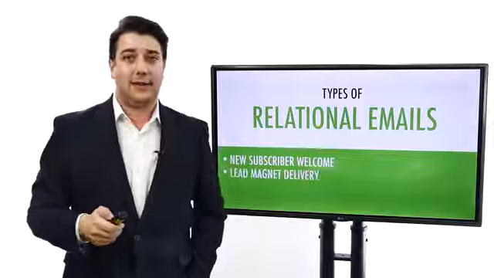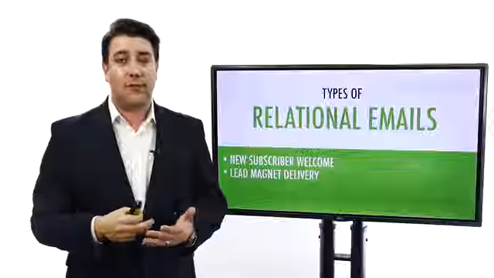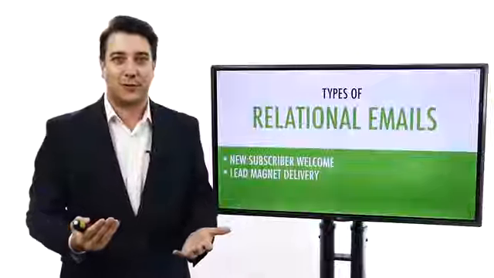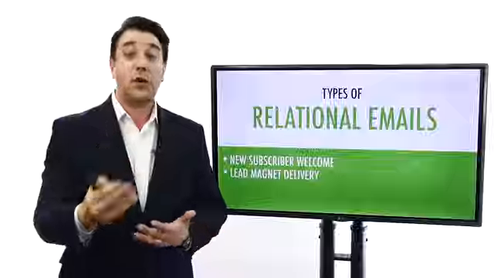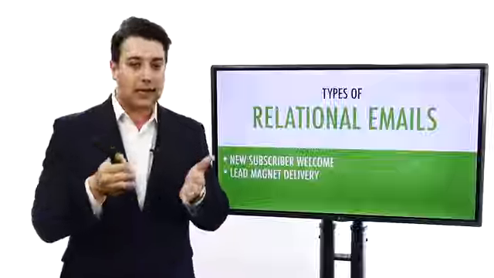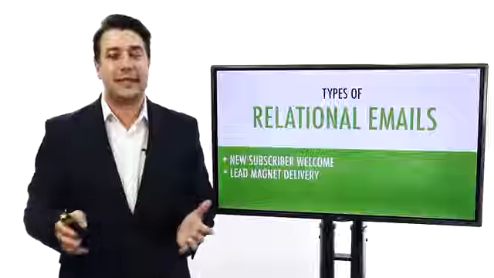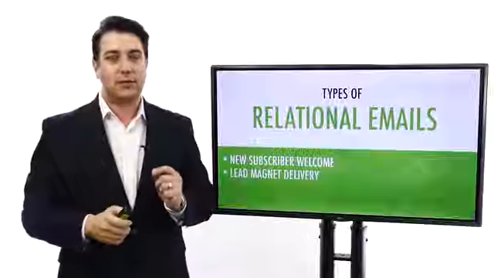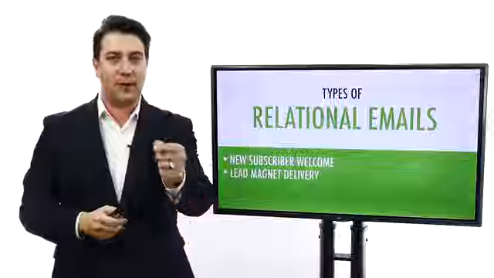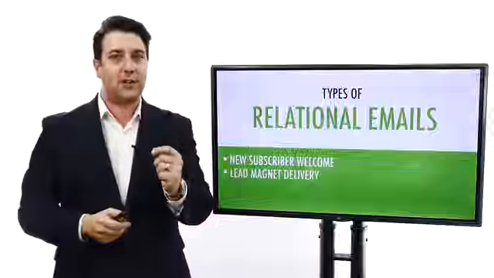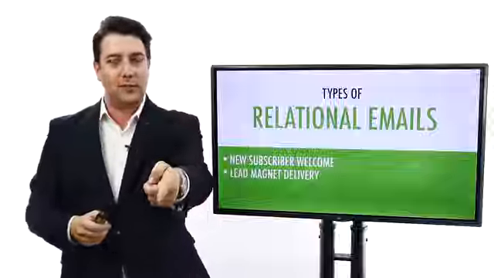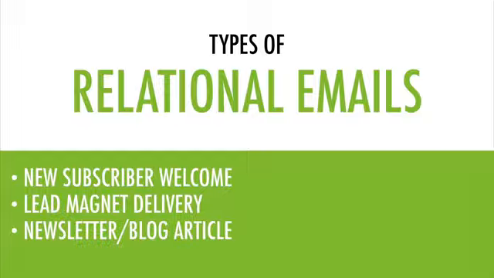Next, a lead magnet delivery, or just a delivery of whatever it is that the customer requested. If they requested a coupon code, if they requested a lead magnet or a report or access to anything free, that initial email delivery and confirmation of the receipt of that is relational. It's following through on a commitment that you made to your subscriber.